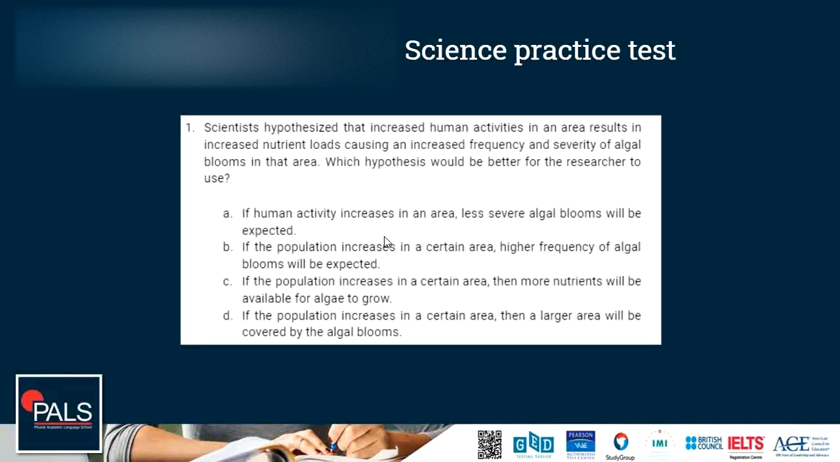And the direct link between A and C, human activity and algal blooms, is, let me see, yes, answer B. If the population increases in a certain area, higher frequency of algal blooms will be expected. So that directly links our first point to the last point, and it skips the increased nutrient loads. So answer B here is definitely the refined hypothesis.